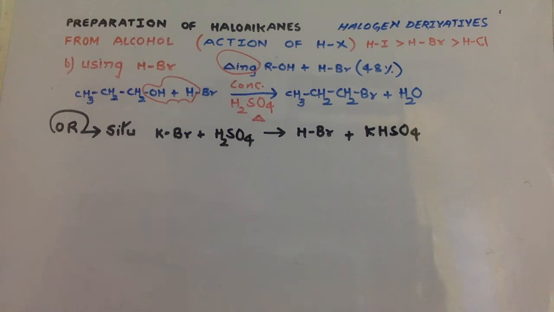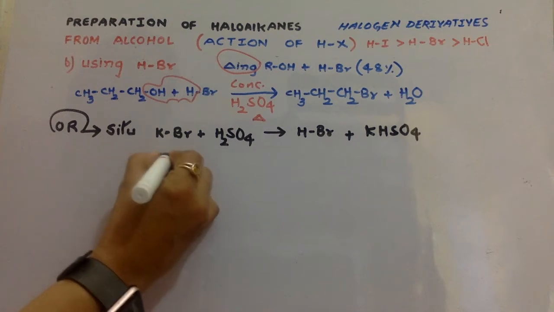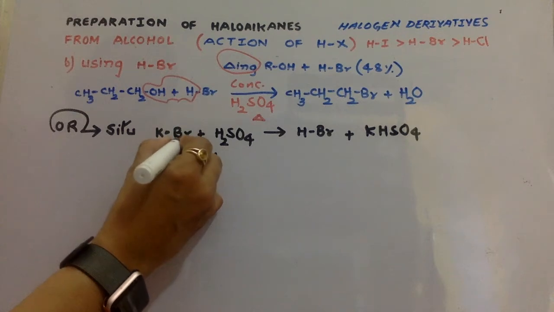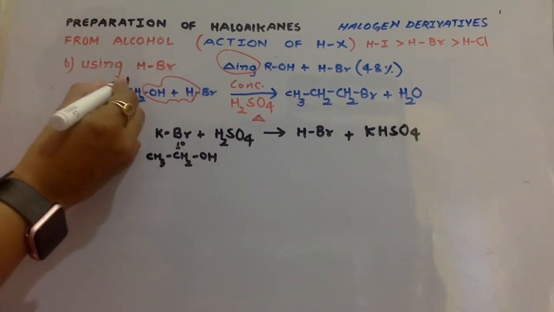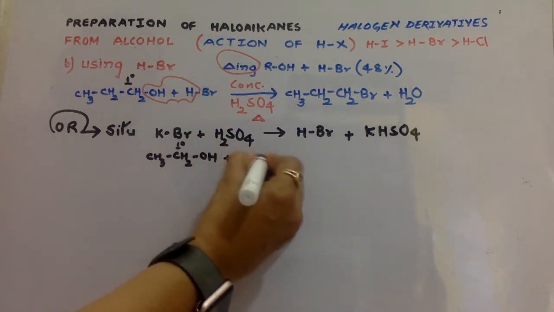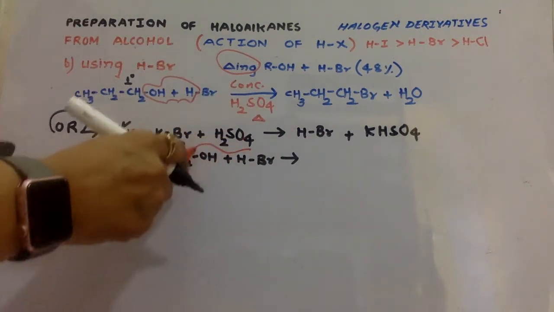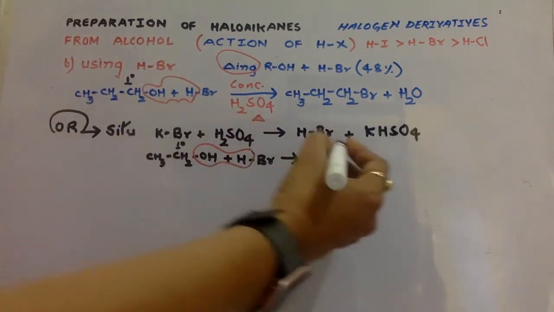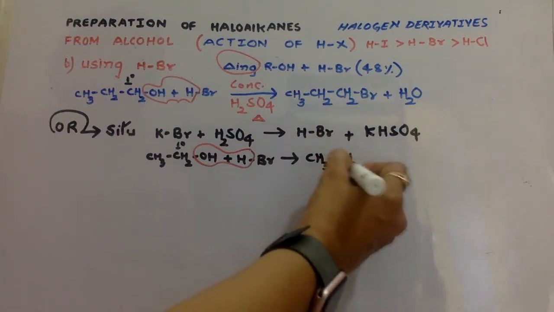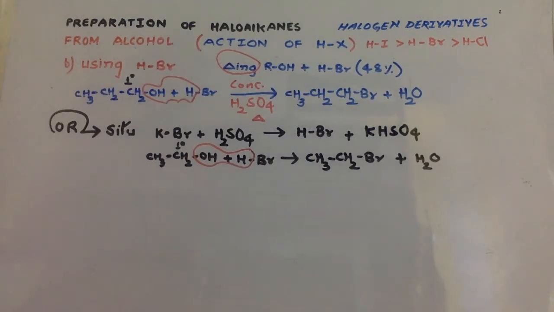The so generated HBr can react with a primary alcohol. Very specifically, I am saying primary alcohol because we can't prepare secondary and tertiary alkyl bromides here, and we get, I'm just completing the reaction, ethyl bromide plus a molecule of water.